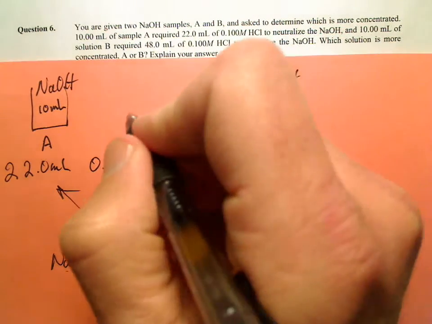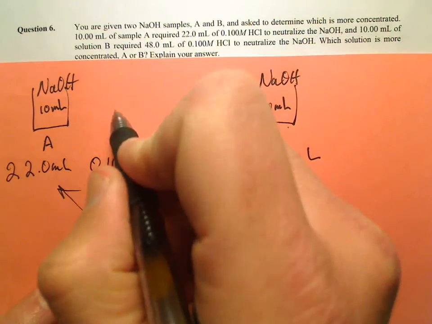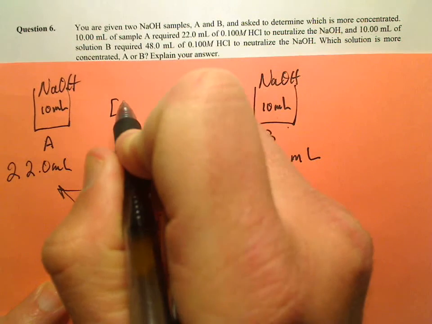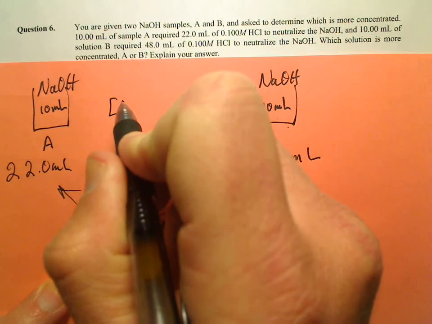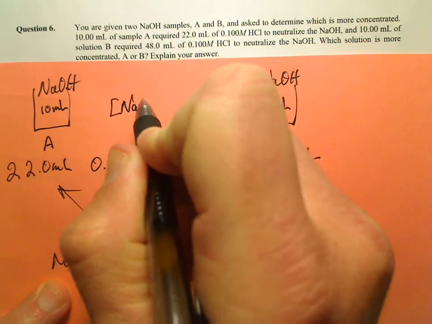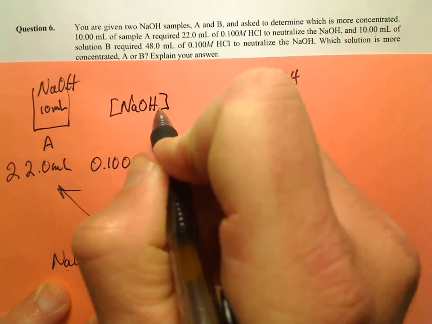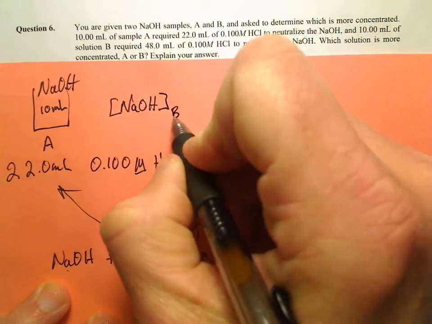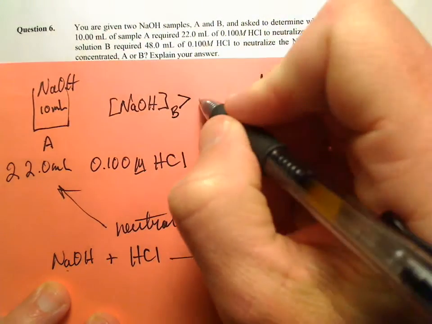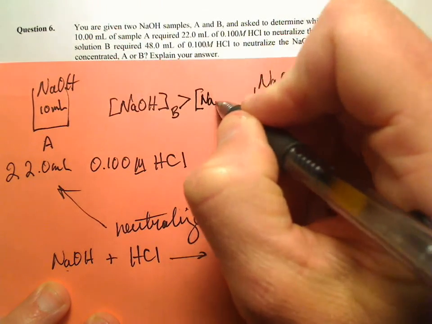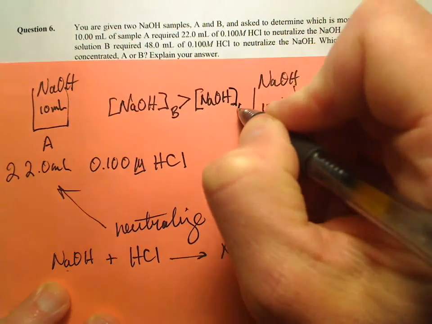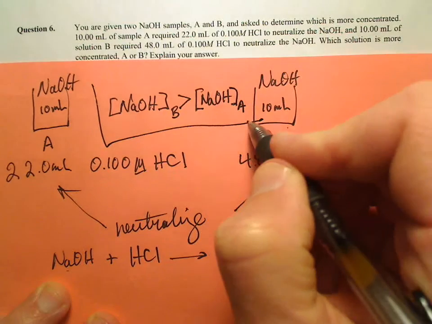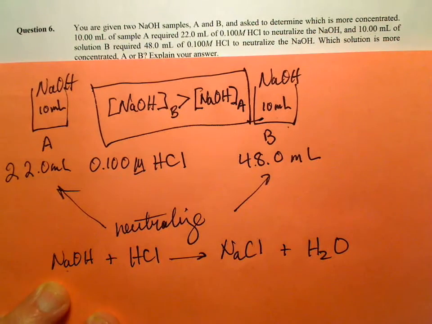So the conclusion that we can draw then in our answer is that the concentration of sodium hydroxide in B is greater than the concentration of sodium hydroxide in A. There you have it.